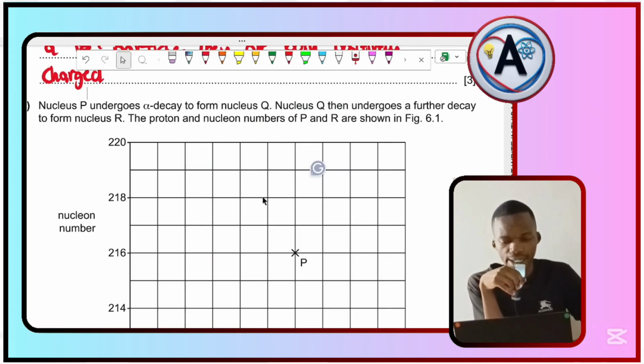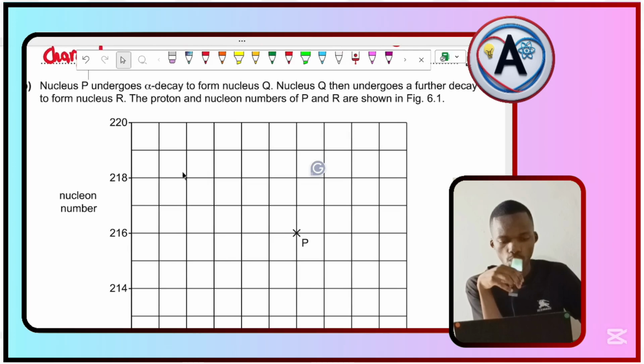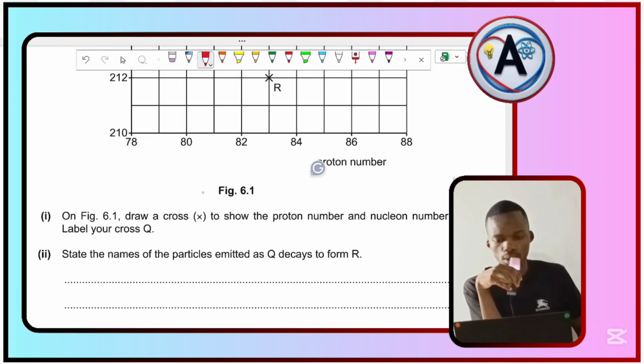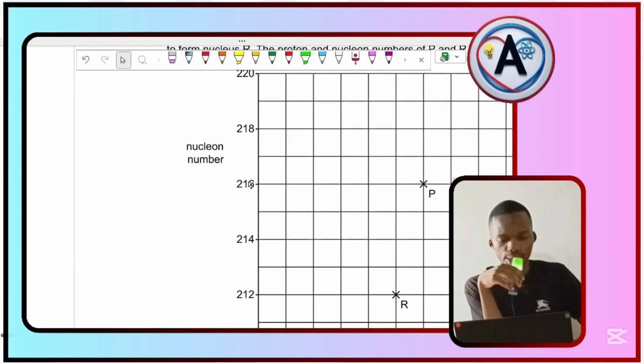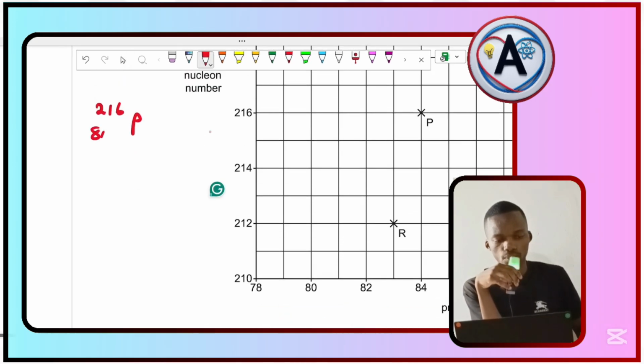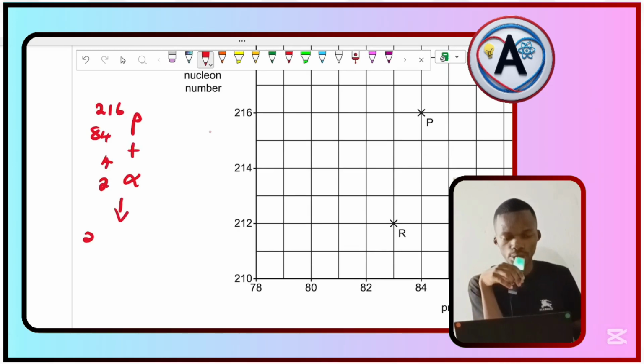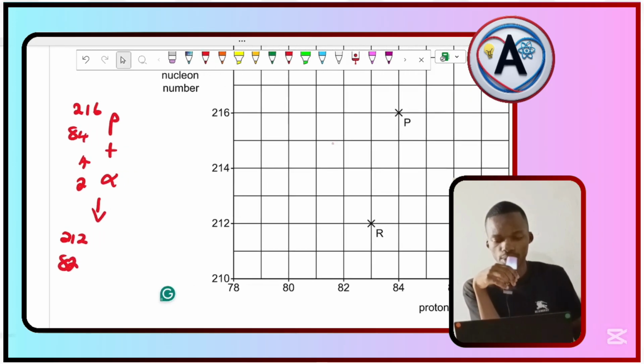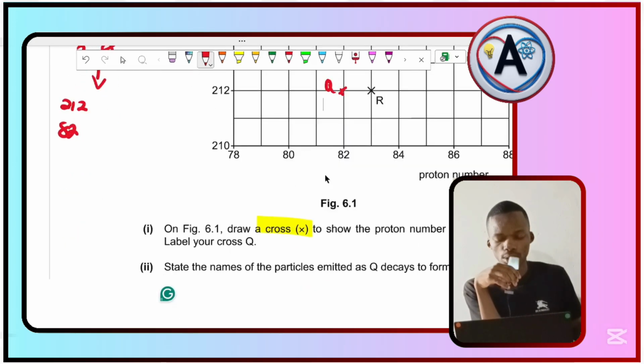Nucleus P undergoes alpha decay to form nucleus Q. So we've been asked to draw and label a cross to show the proton number and nucleon number of Q. Okay, let's get to that. So what is P? We know that P is actually 216 and 84, and an alpha particle is basically 4 and 2. So if it's going to lose that, we expect 216 to decrease by 4 to 212, 84 to decrease by 2 to 82. So you draw a cross at 212 and 82. That's going to be Q.